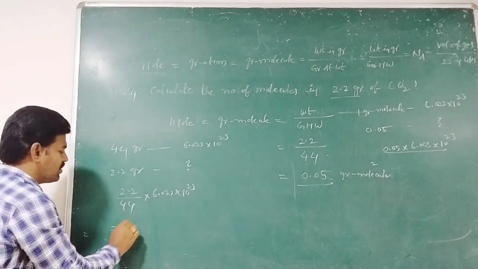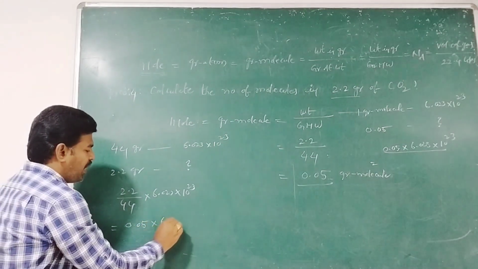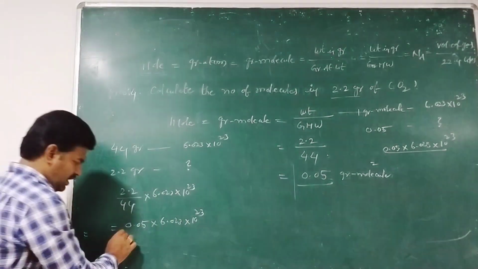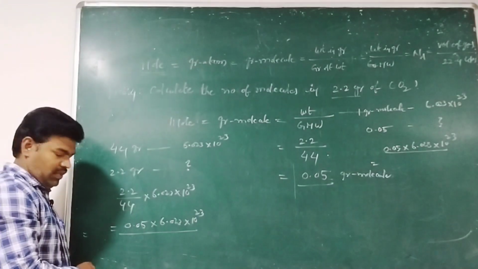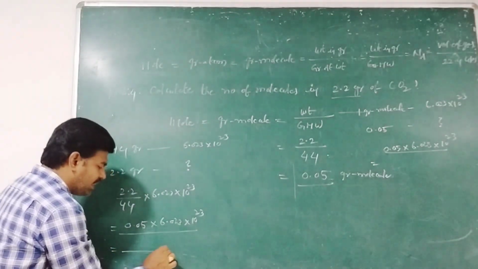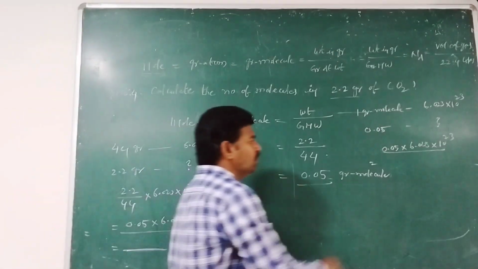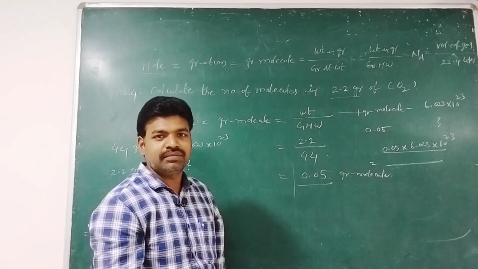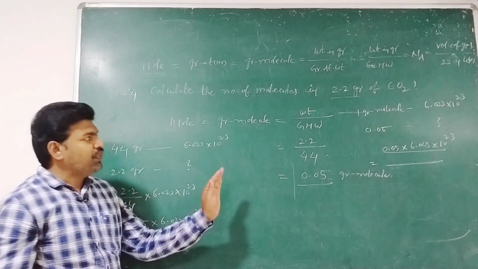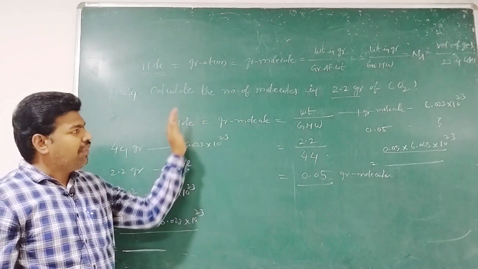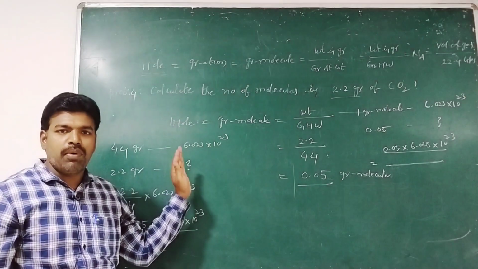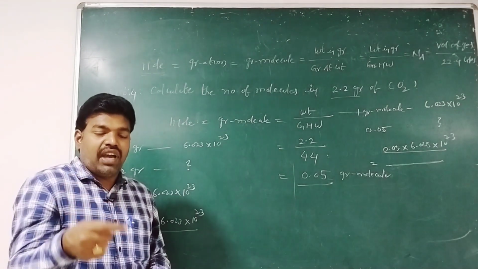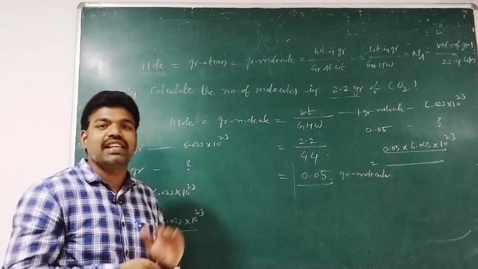Okay, so again this gives 0.05 into 6.023 into 10 to the power of 23. Again, this multiplication gives a value, and whatever value we get here is equal to the value we get here. Okay, the reason I am elaborating this problem solving is so you know I am applying the concept we learned in the earlier classes.